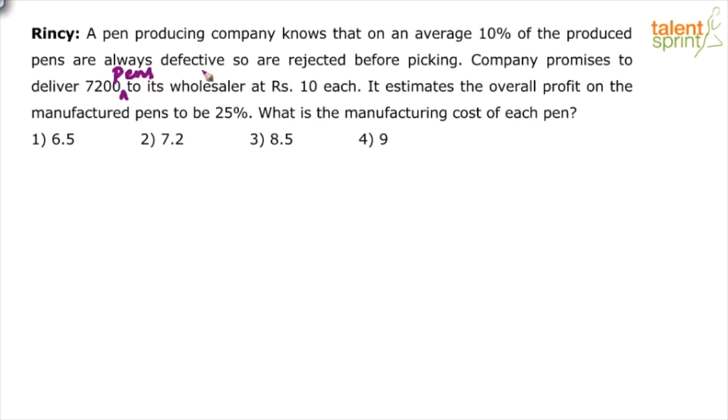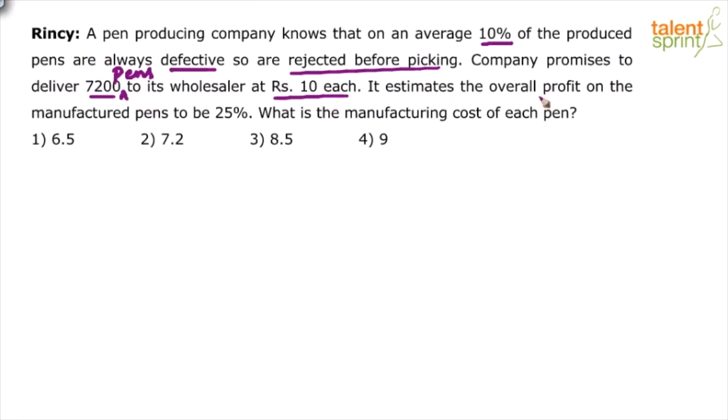So if you see, there is a pen producing company which knows that on an average 10% of the produced pens are always defective, right? 10% pens are defective and so are rejected before picking. These are not saleable. Now this company has promised to deliver how many pens? 7,200 pens to a wholesaler at rupees 10 each.